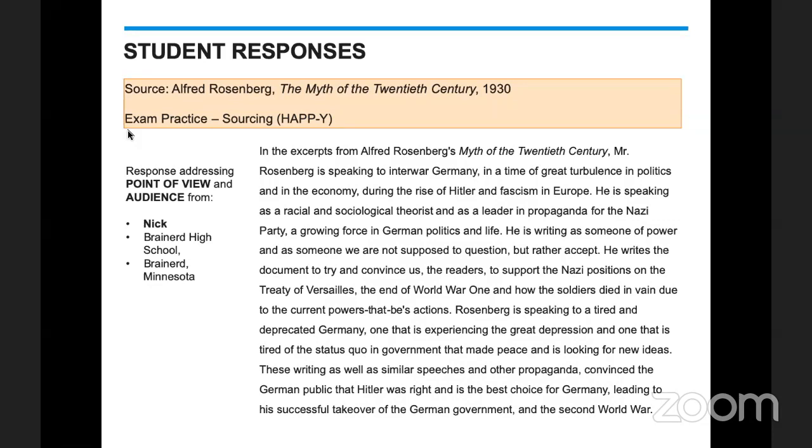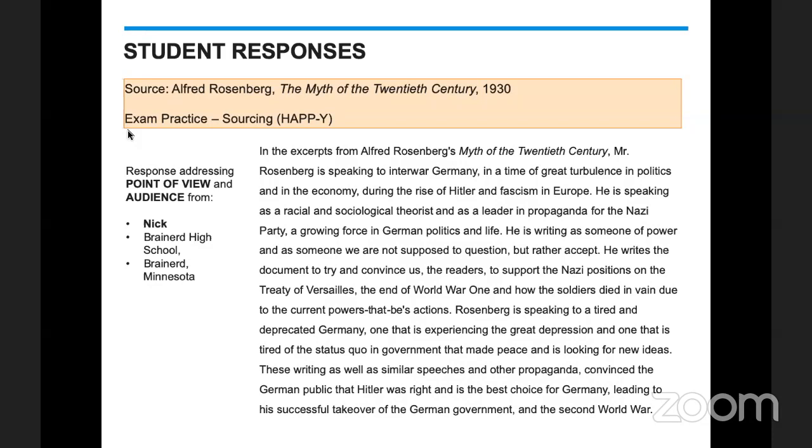He is writing as someone of power and as someone we are not supposed to question, but rather accept. He writes the document to try and convince us, the readers. I want you to notice how we went from point of view now to audience here. He writes the document to try and convince us, the readers, to support the Nazi positions on the Treaty of Versailles and the end of World War I and how the soldiers died in vain due to the current powers that be's actions.